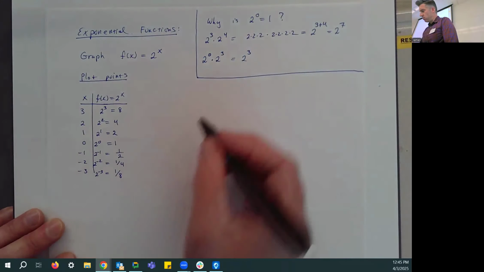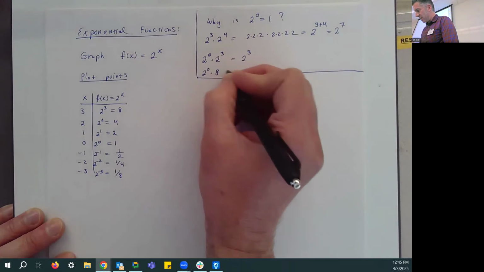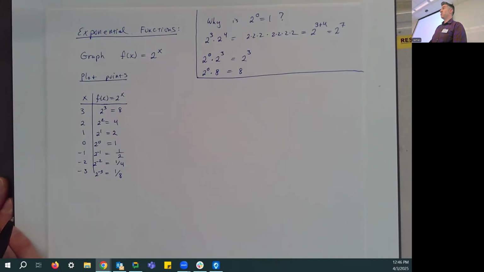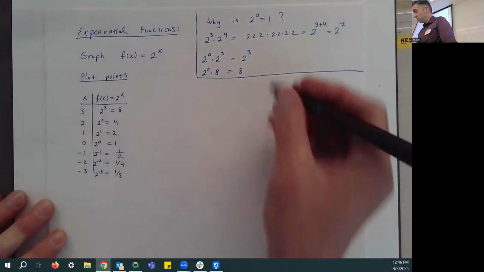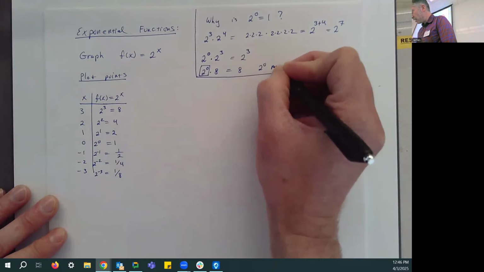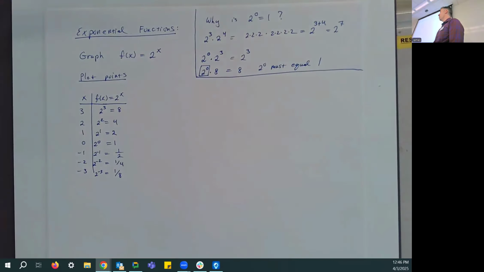Okay, so I have 2 to the 0th multiplied by 8 is equal to 8. There's only one choice for what 2 to the 0 gets to be. It has to be 1, because the only number multiplied by 8 that's still equal to 8 is 1. That number there must equal 1. There is no other option, if we want this rule to be true, right?